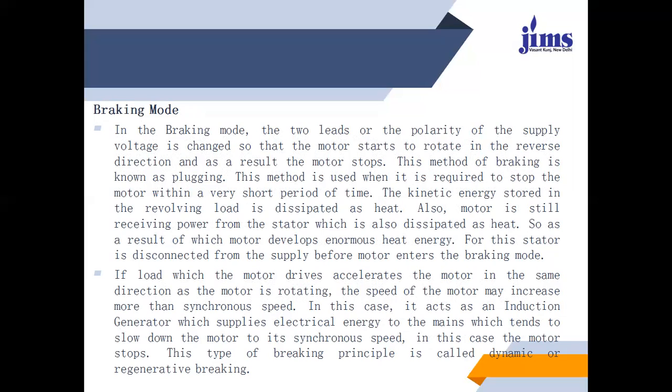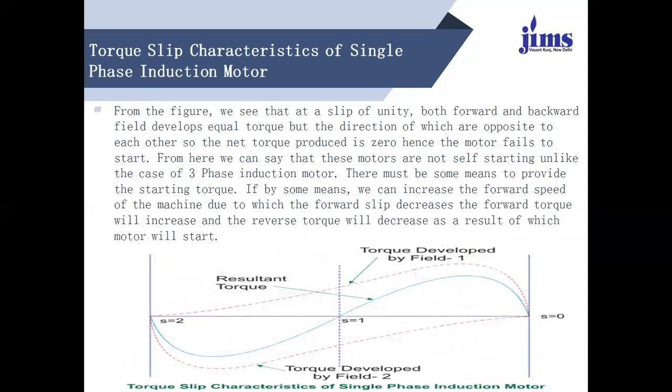If the load which the motor drives accelerates the motor in the same direction as the motor is rotating, the speed of the motor may increase more than the synchronous speed. In this case, it acts as an induction generator which supplies electrical energy to the mains, which tends to slow down the motor to its synchronous speed. This type of braking principle is called the dynamic or regenerative braking of the three-phase induction motor.